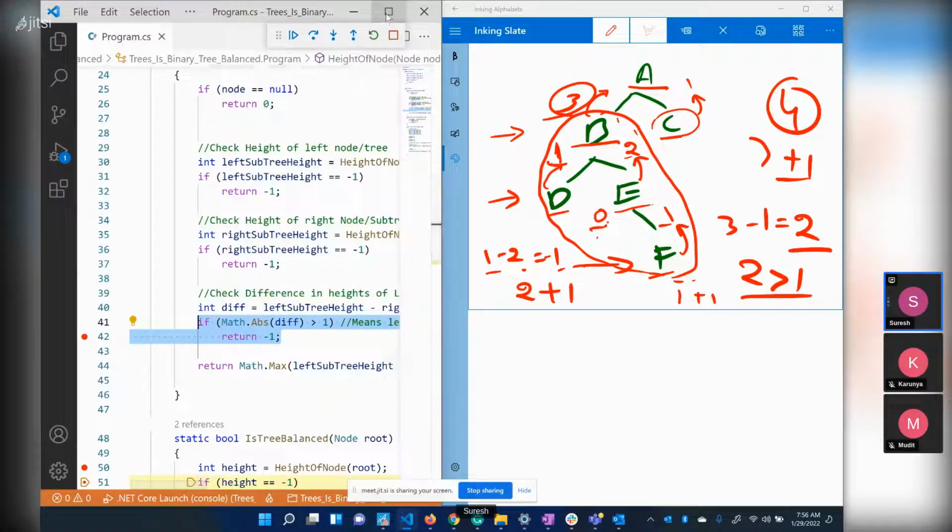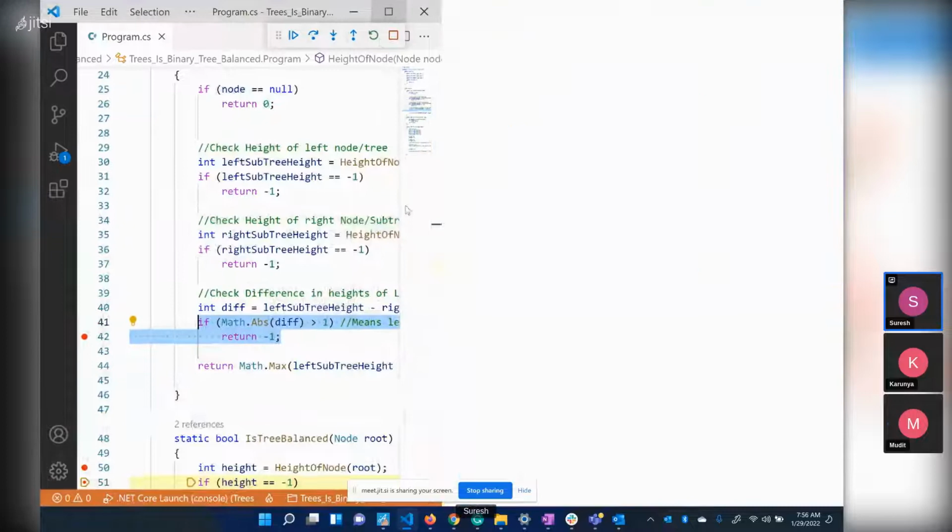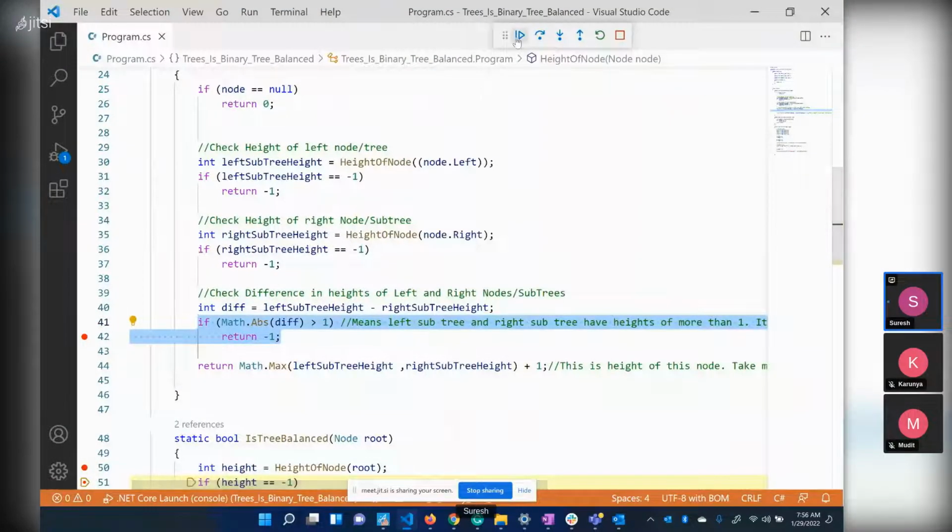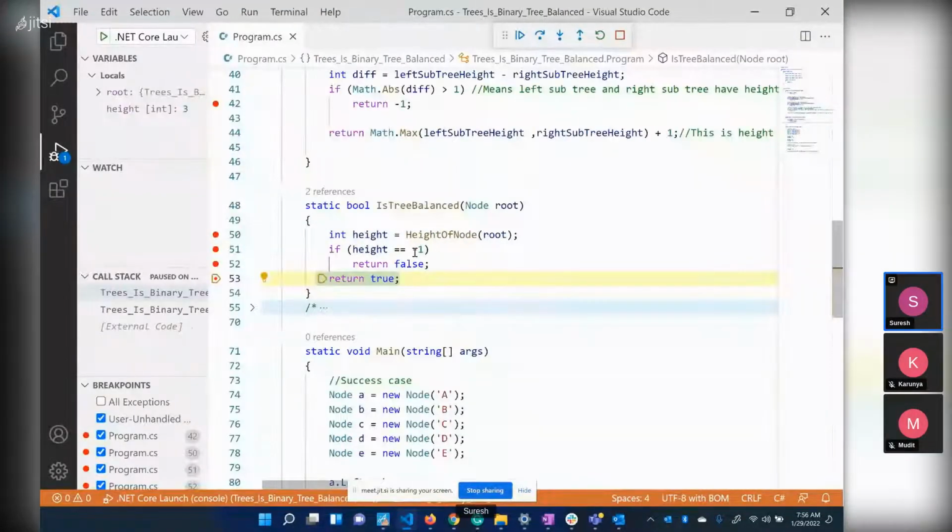You guys followed so far? Yes. Yeah. That is here. So I can continue and show you. So we got 2 there. Okay, this is for the first iteration.